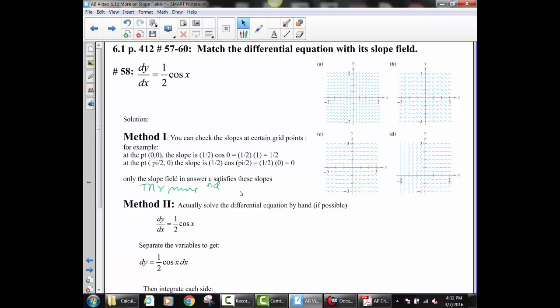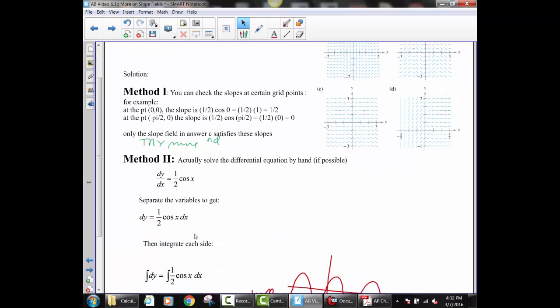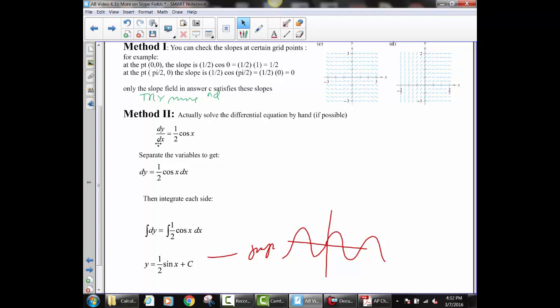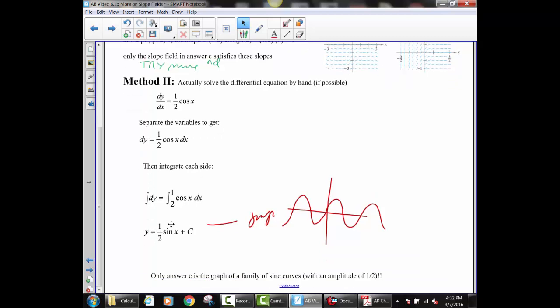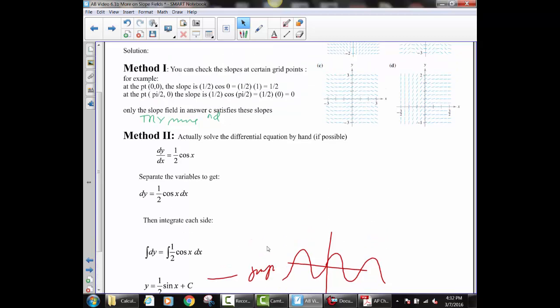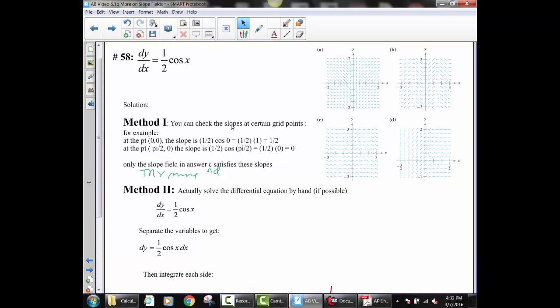The other method is to actually solve the differential equation if possible. That's not always going to be possible, like with an x plus y or an x minus y won't be possible. But this one it is possible. So we send the dx to the other side, so all the x's are on the right, all the y's are on the left. Integrate each side, we get y equals 1/2 integral of cosine x, which is 1/2 sine x plus c. So if you're looking at these graphs, the only one that could possibly be it is answer C.